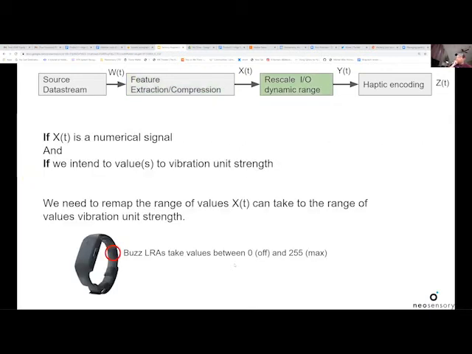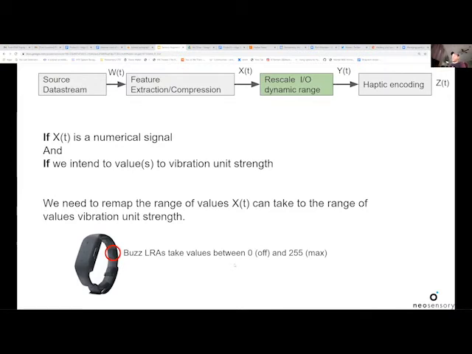Okay. So that was kind of a tour of all the different ways you can deal with beating these different data streams into shape, molding them into shape. So now you've done that. What you're left with, in the case of having a numerical signal, is that you need to map it to a range. This is pretty minor but important. You need to map it to a range that's suitable for encoding to the LRAs on Buzz in this case.